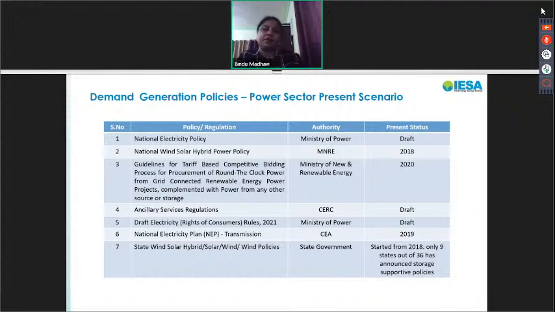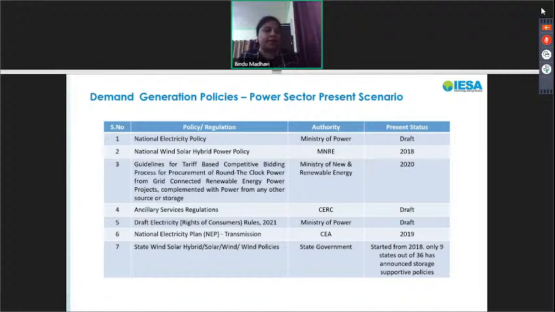We also have RTC power, the round-the-clock power that a DISCOM needs. When a DISCOM is taking RTC power from an RE generator, the generator has to make sure it gives 85% availability. How can they make sure of that 85%? It can be backed up by any kind of generation: conventional, storage, or gas. Storage plays a major role there. This tender was rolled out recently, so we are going to see the results within a few days.